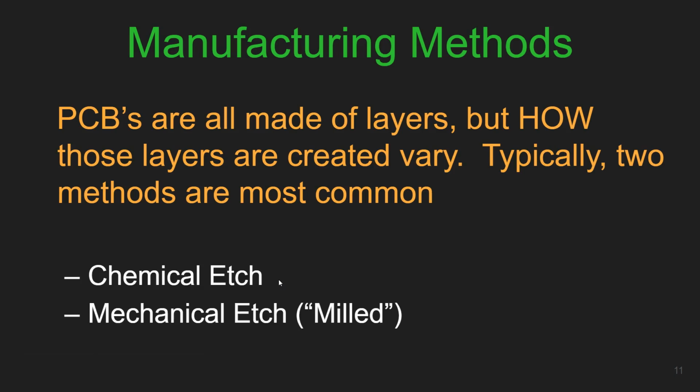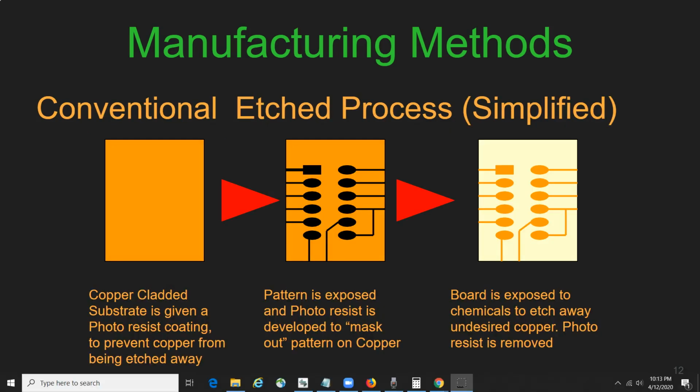PCBs are all made of layers, but how those layers are created varies. Typically, two methods are most common. So these are the same thing, chemical etch and mechanical etch. The conventional etched process is explained, and in this process, there are different steps involved in creating the PCB. So I'll explain each step.